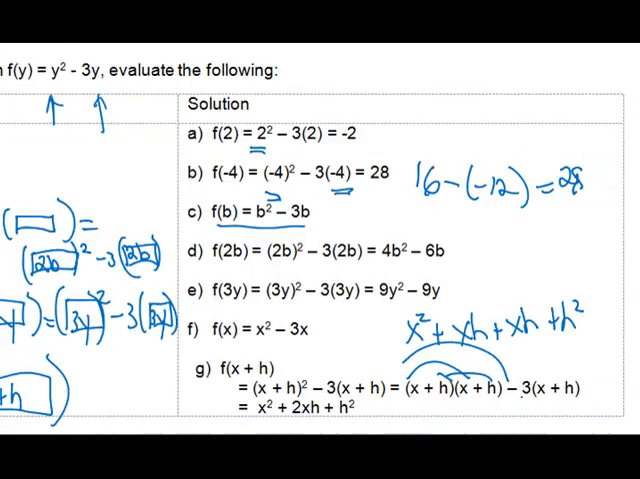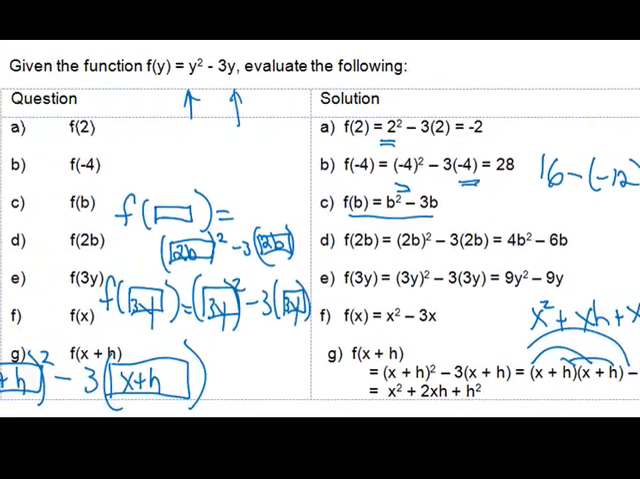Now don't forget the second part, minus 3 times x plus h. So when we go to do that, remember we distribute, but we need to distribute a negative 3. So that's negative 3x, negative 3h. So minus 3x, minus 3h. Now if we could, we would combine like terms, but it's not going to happen here. We're stuck right where we are.